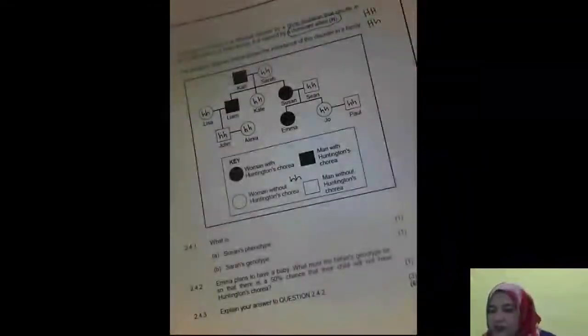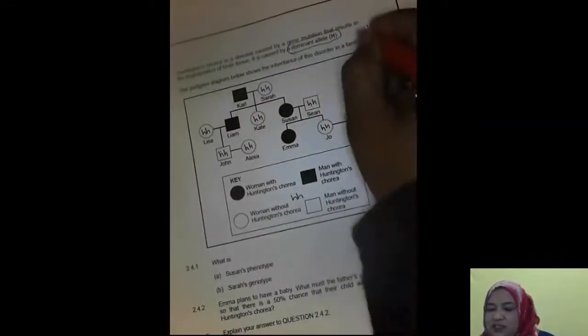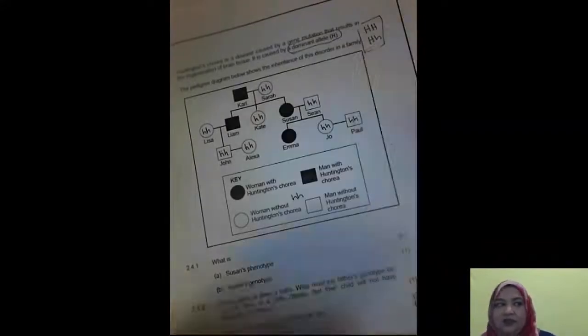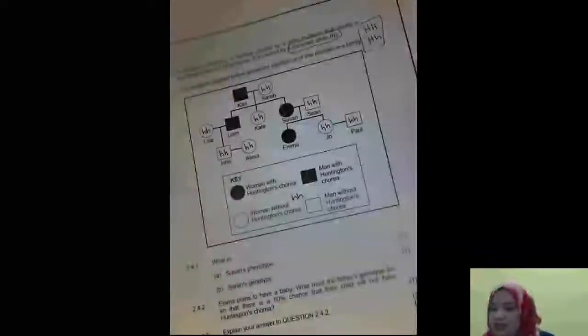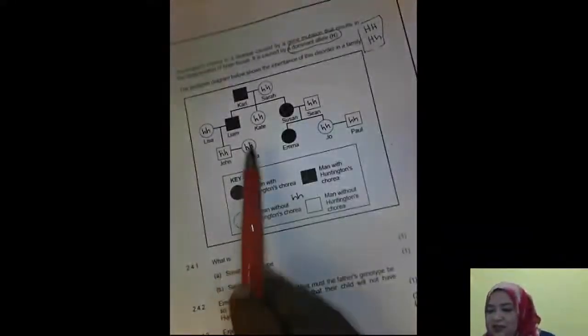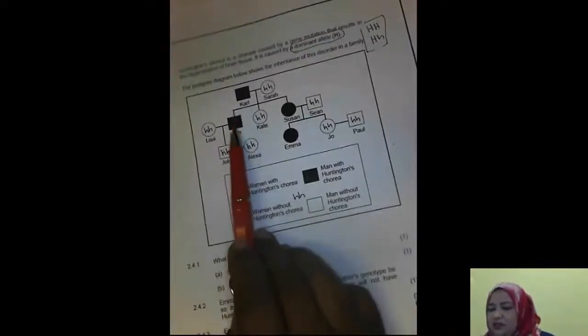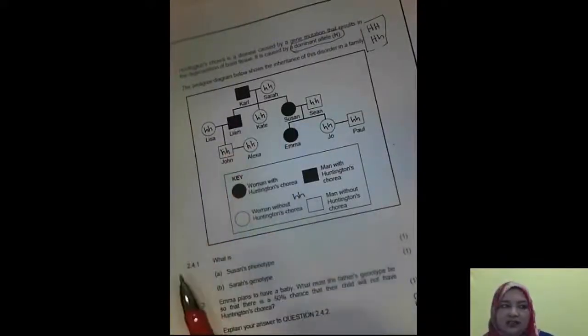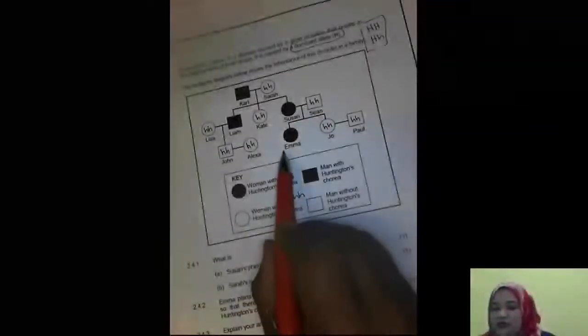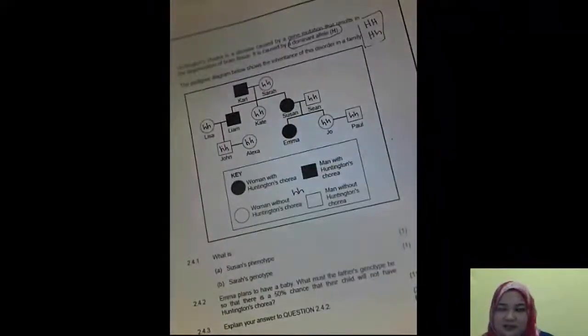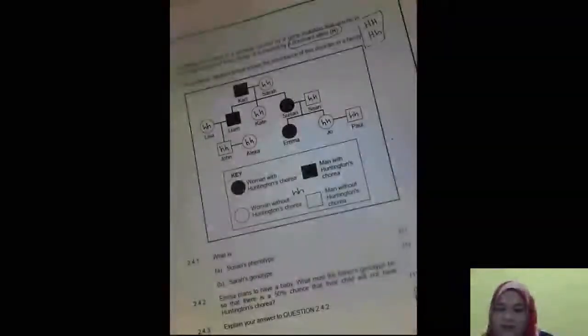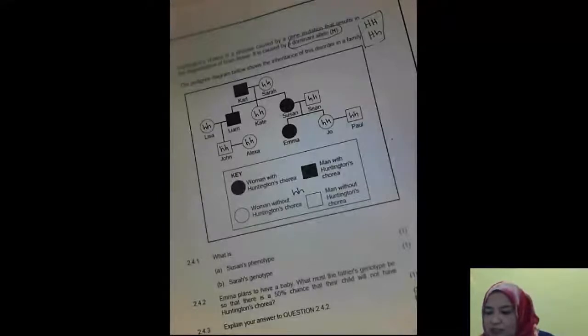Okay. Because there are two states here that can cause Huntington's, I don't know whether these individuals are homozygous dominant or heterozygous. I have to figure it out looking at my diagram. And we always work from back to front. Okay? So it says, what is Susan's phenotype?